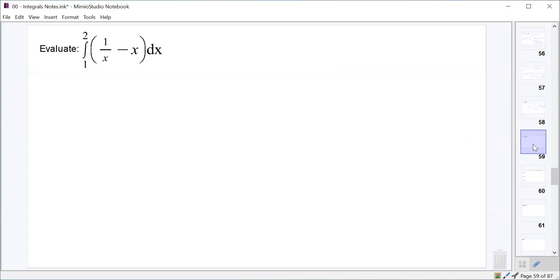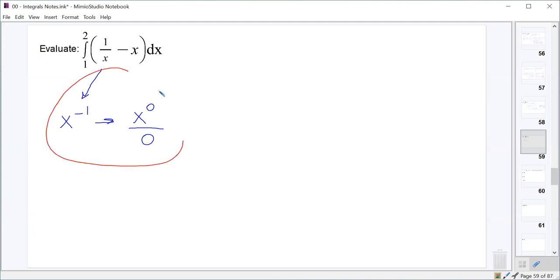All right, take a look at one more here. The integral from 1 to 2 of 1 over x minus x. So with 1 over x, if we try to use the power rule for that, it's going to be an issue, because 1 over x is x to the negative 1. If I try to use the power rule, I'm going to go up to x to the 0 power, and then I'd have to divide by 0. And clearly we can't divide by 0, right? So this is not something we're going to be able to do.